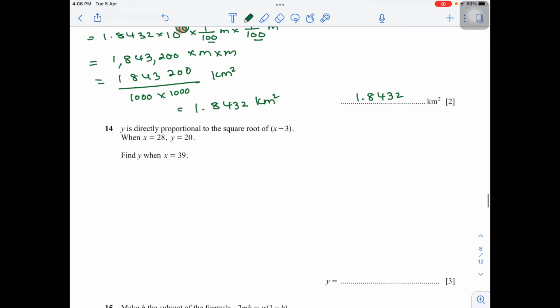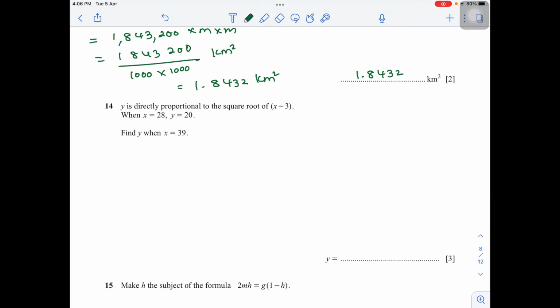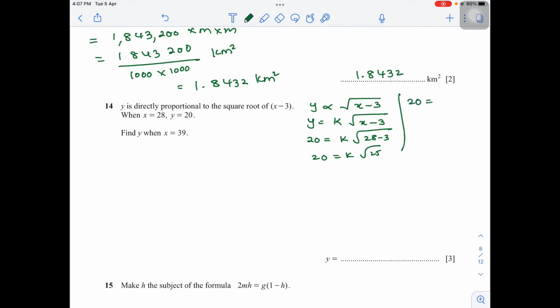Now the next one. y is directly proportional to the square root of x minus 3. So I write y is k square root of x minus 3. When x is 28, y is 20. So I write 20 equals k square root of 28 minus 3, so 20 equals k square root of 25. The square root of 25 is 5.